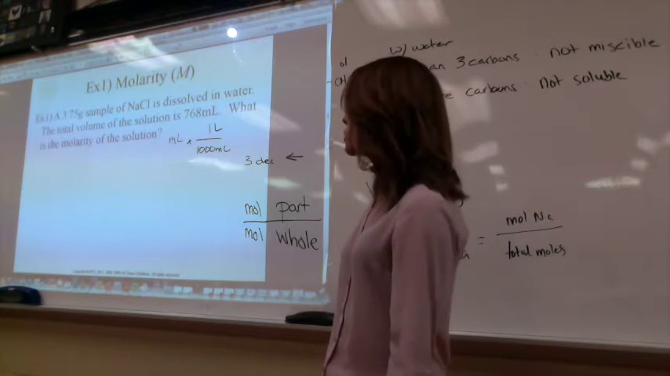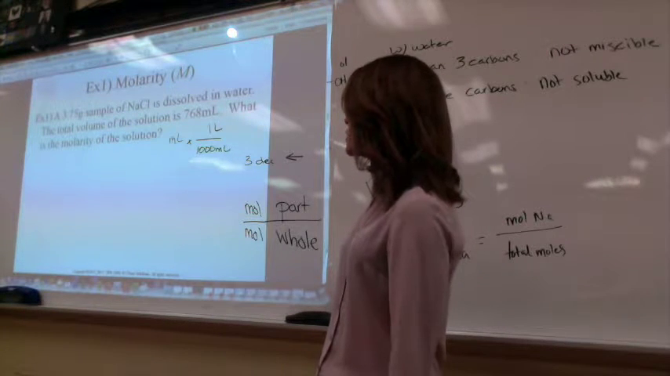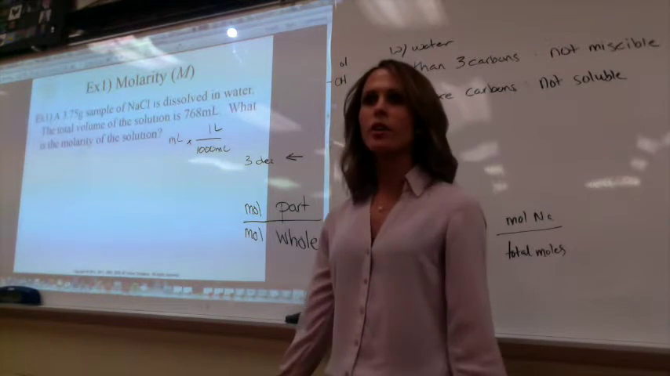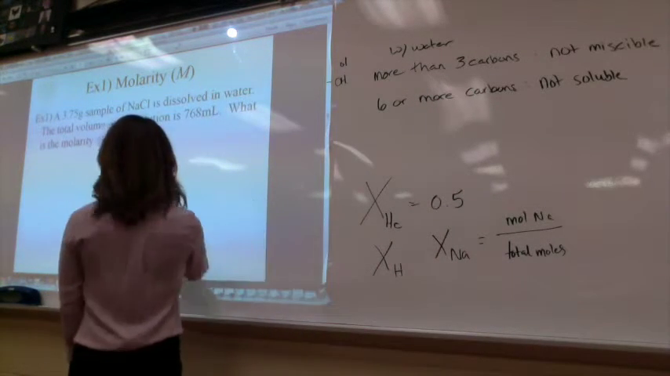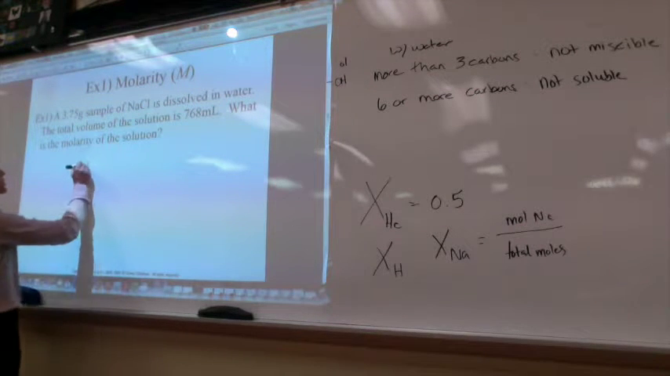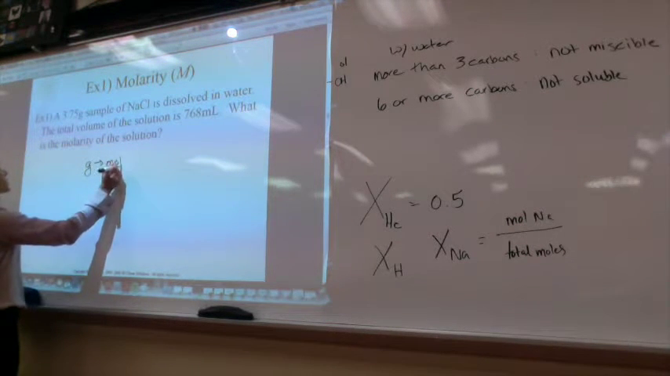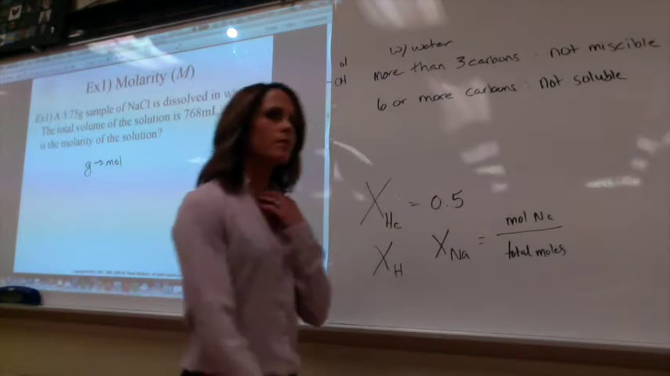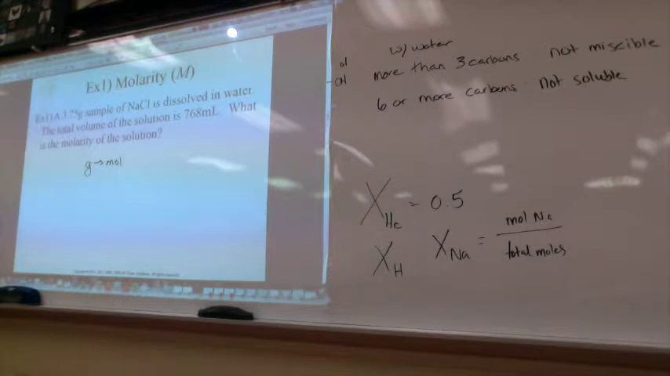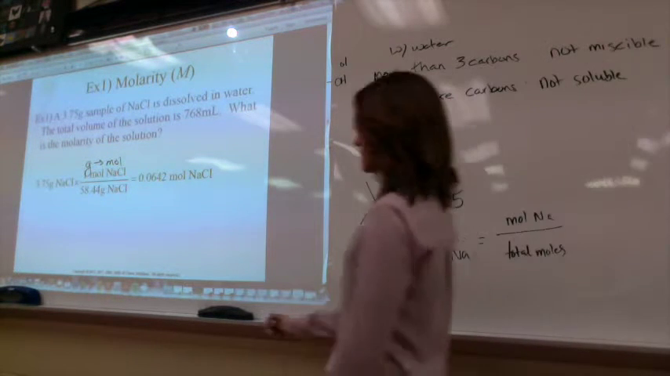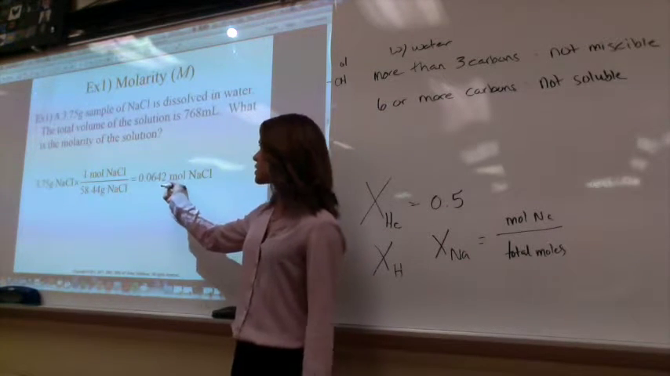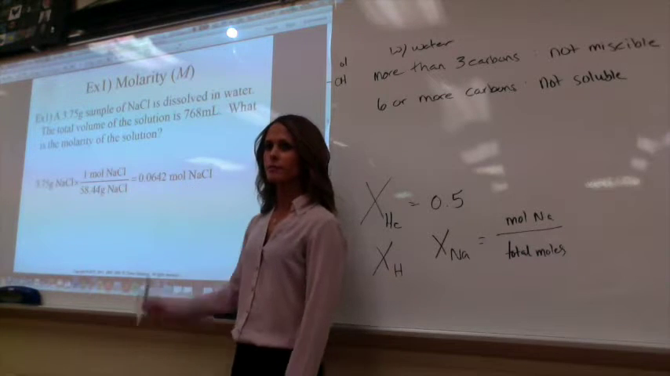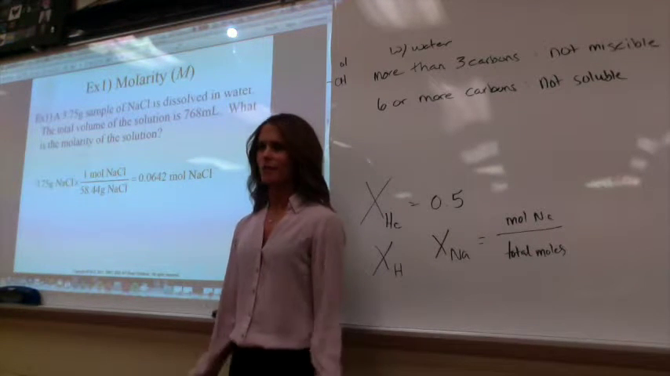3.75 gram sample of sodium chloride dissolved in water. The total volume of the solution is 768 milliliters. What's the molarity of the solution? What's your first step? You have to find moles. So you're going to go grams to moles first. So 3.75 grams, and then you're going to use the molar mass of sodium chloride. I'm going to throw it up there for you since you know how to do that already. 0.0642 moles of sodium chloride. Anybody unclear with that? No, that's super simple.